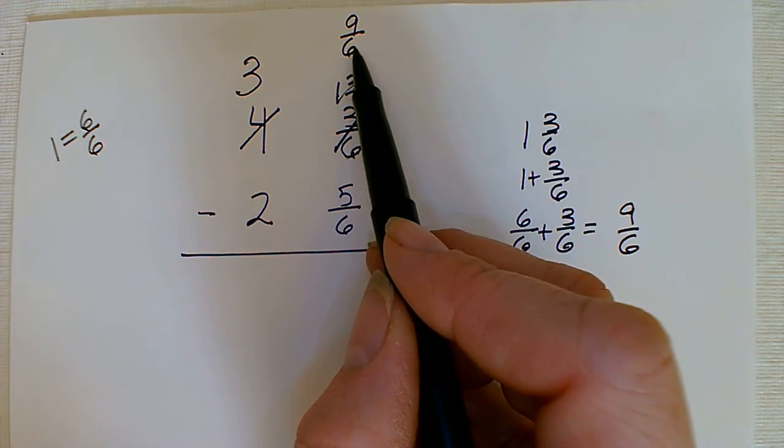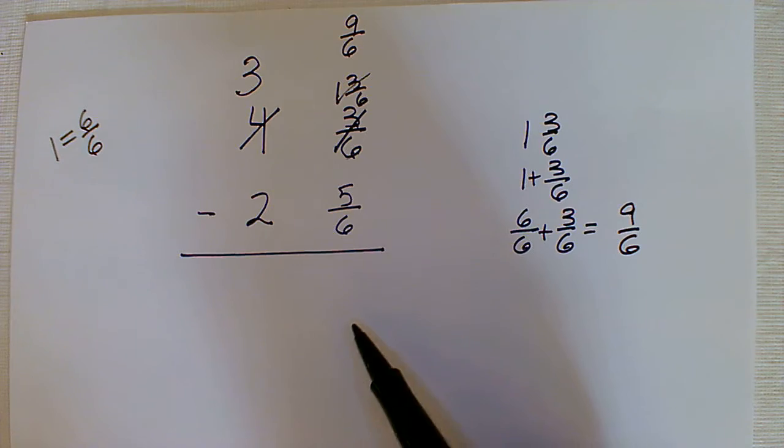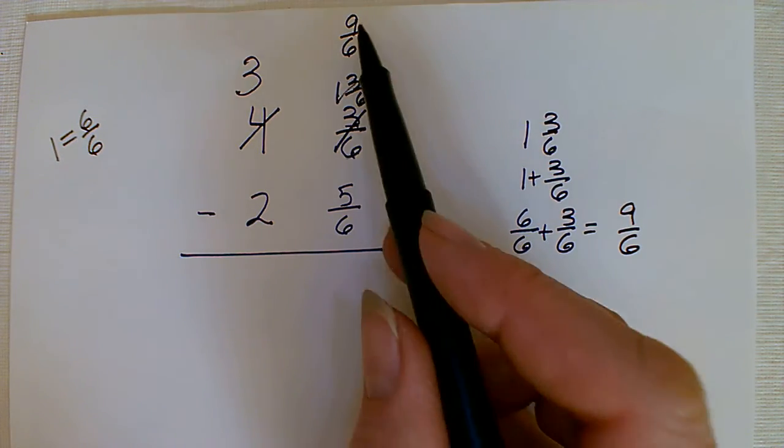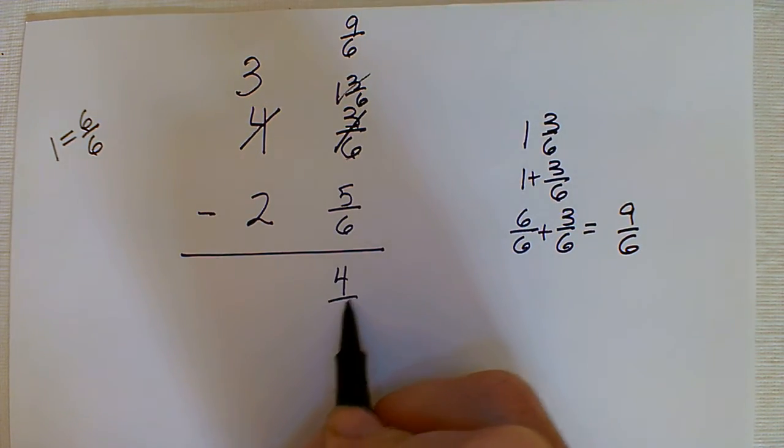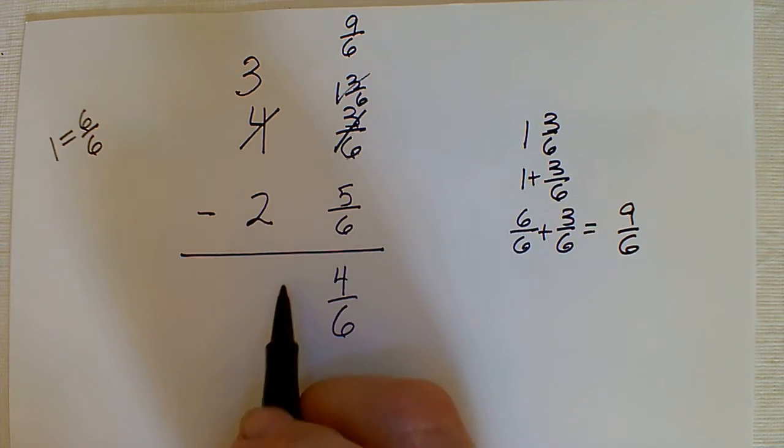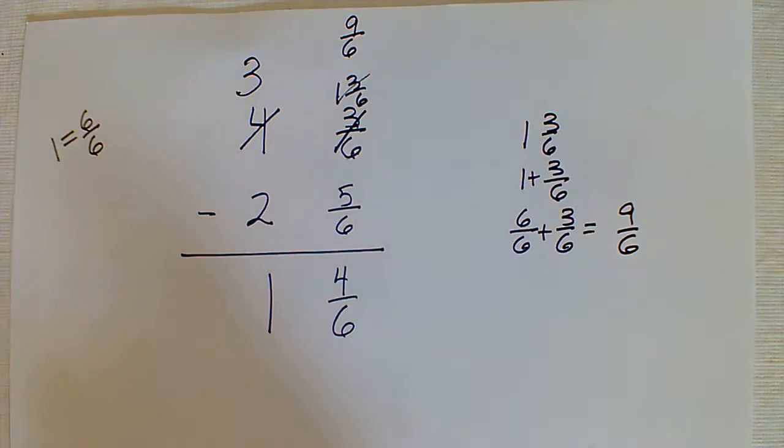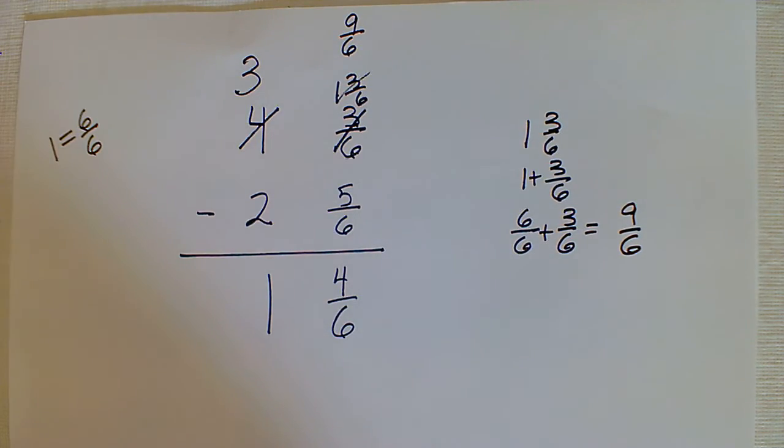And now, I'm going to cross that out. We have 9 sixths minus 5 sixths. That's really easy. 9 minus 5 is 4 sixths. And 3 minus 2 is 1. So we end up with 1 and 4 sixths, exactly how we did it before. Don't worry, we're going to do a couple more examples before we move on. So let's try another one of these.